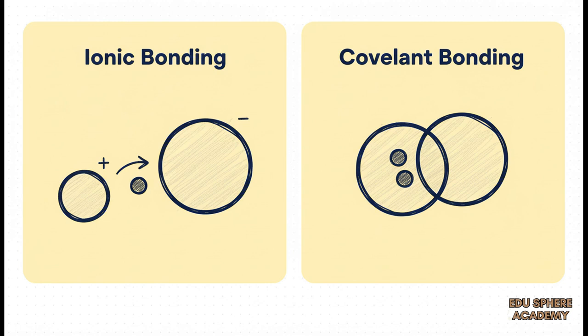The other way is covalent bonding. This is more like a partnership, where atoms share electrons. And that simple choice, to either transfer or share, that decision is responsible for basically everything, from the salt on your fries to the plastic in your phone.